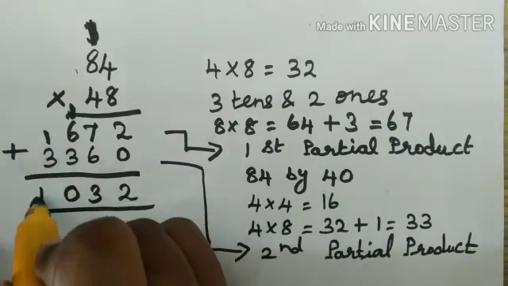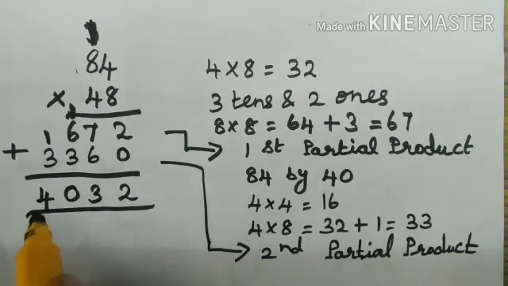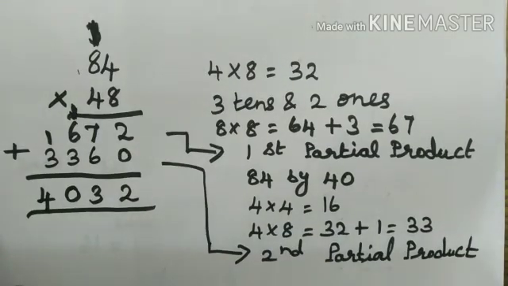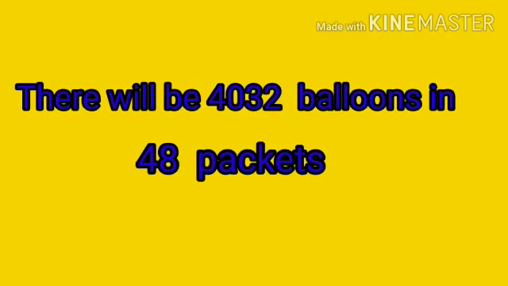1 plus 3 is equal to 4. So 4032 is the answer. The answer is 4032. There will be 4032 balloons in 48 packets.